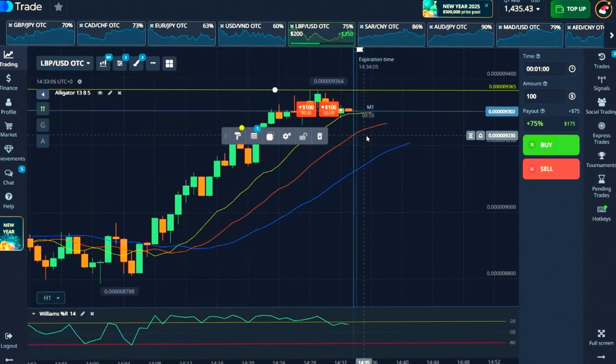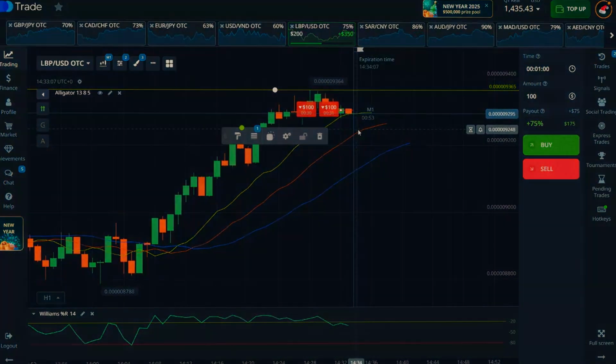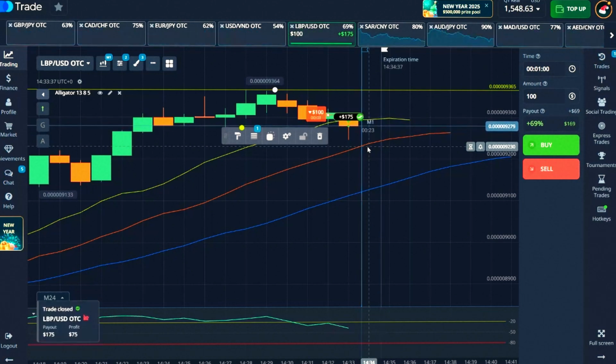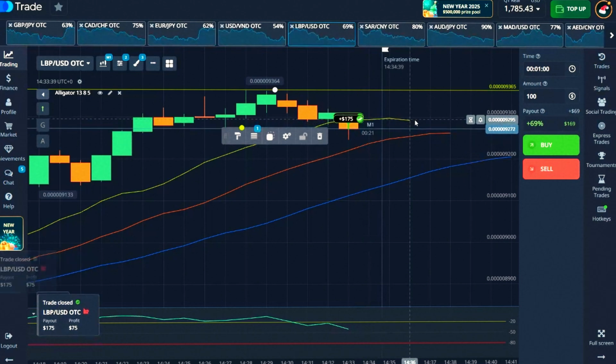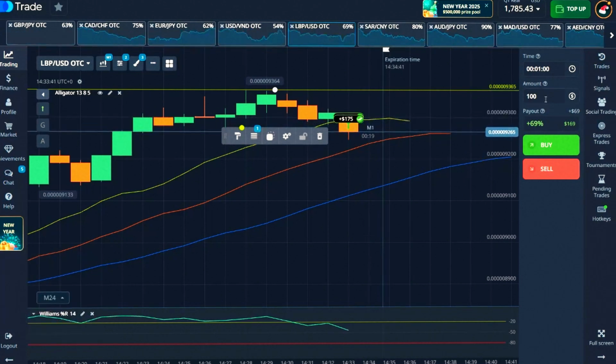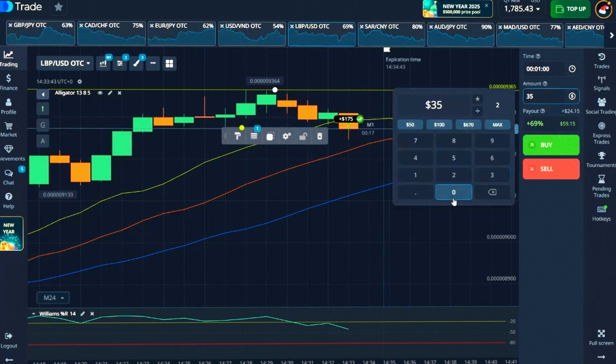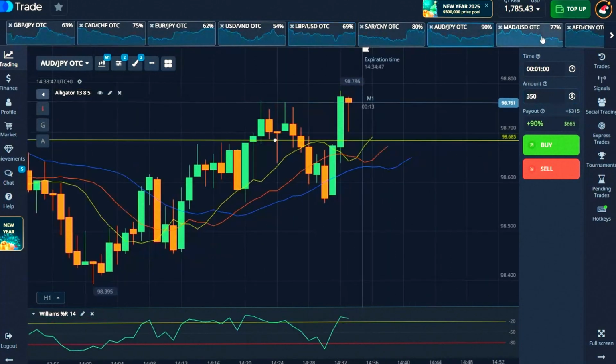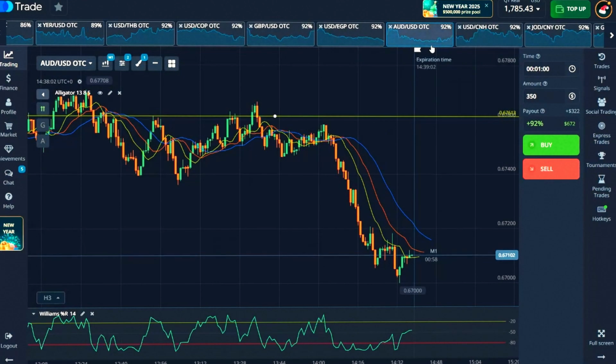So, friends, the reversal movement has occurred here. We have fixed the profit with you. We set $350 and move to the next currency pair. So, friends, we will work with this asset. Australian dollar, American dollar. The position here is for an increase. We open at this point and analyze the situation.